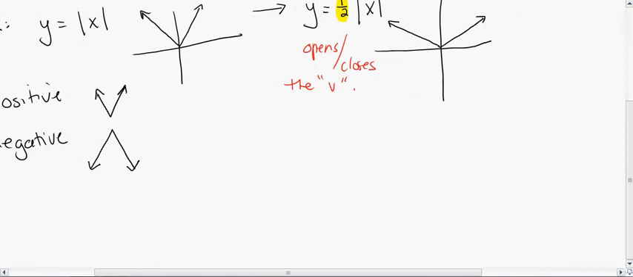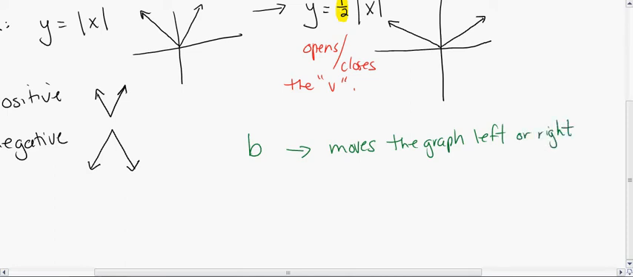So let's do one for the B. So the B moves the graph left and right. Well, really, it's left or right. It's one or the other. And we've seen that when you're adding or subtracting something to the x inside parentheses, if it's a parabola, in this case inside the absolute value bars, it has the opposite effect of what you might think.